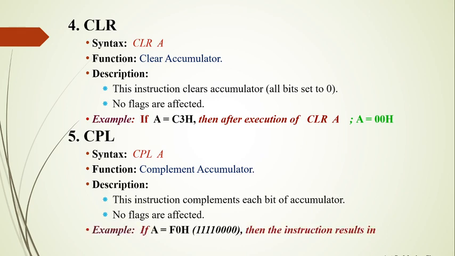Let's see the example. If A equals F0H, F is nothing but 1111 and 0 is nothing but 0000. Then after execution of the instruction CPL A, complement means 1 becomes 0 and 0 becomes 1. So after execution of the instruction CPL A, we get the content of the accumulator equal to 0FH. So here the upper nibble, that is 1111, becomes 0000, and the lower nibble, which is 0000, becomes 1111. So this complements the content of the accumulator.